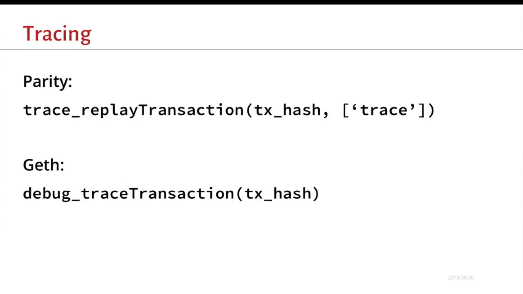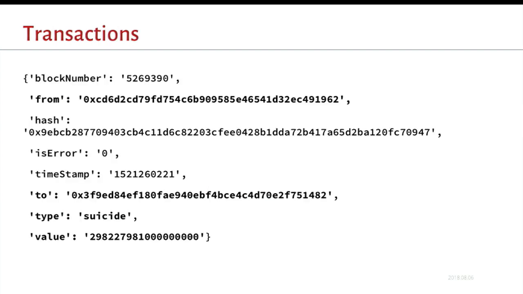Here is how to call the tracing API. Parity has a slightly different implementation than Geth. They have different options. But here's what an output trace looks like. And we can actually answer a whole bunch of these questions. This is the example of a trace for the last transaction sent to the contract.